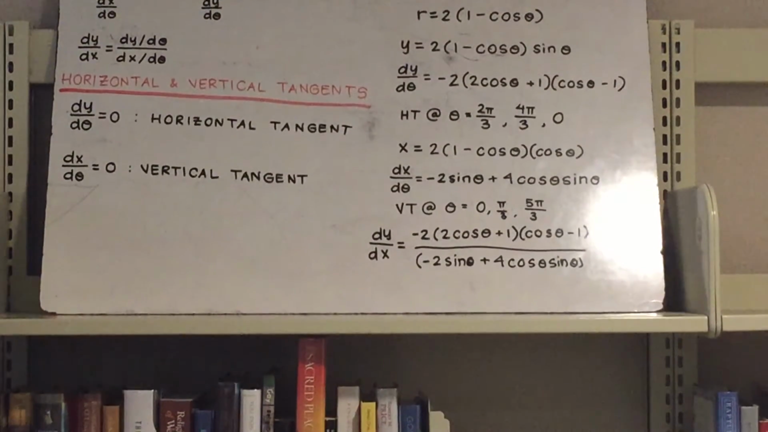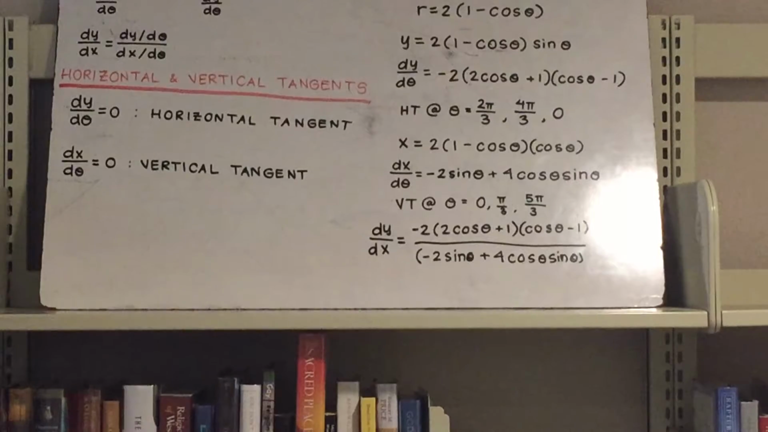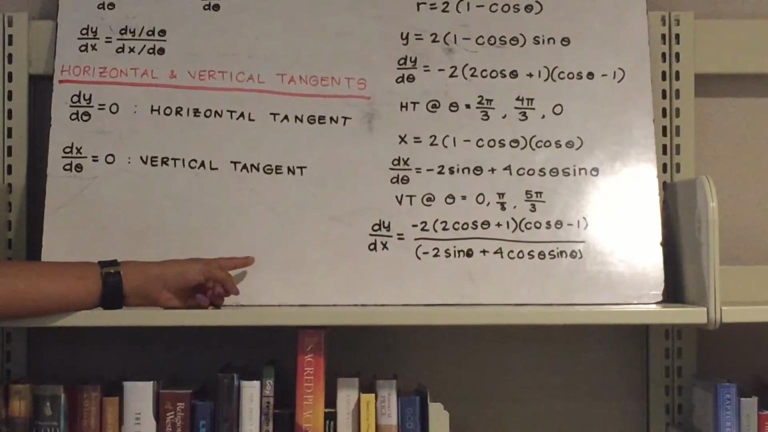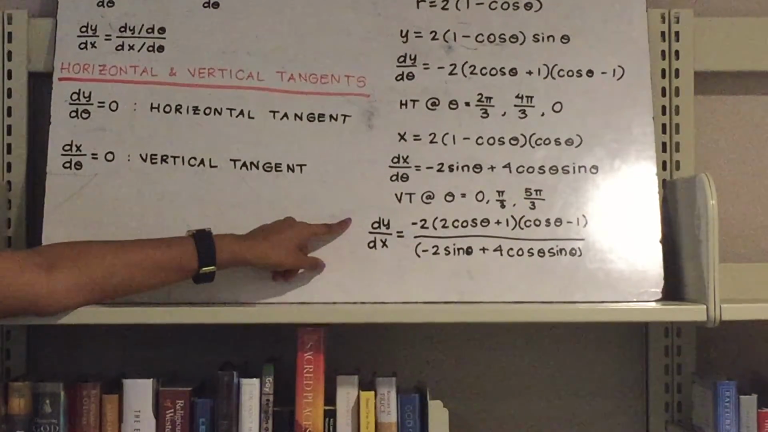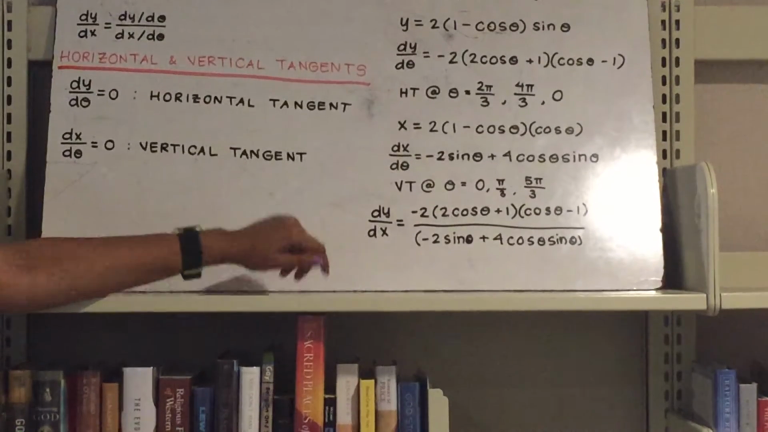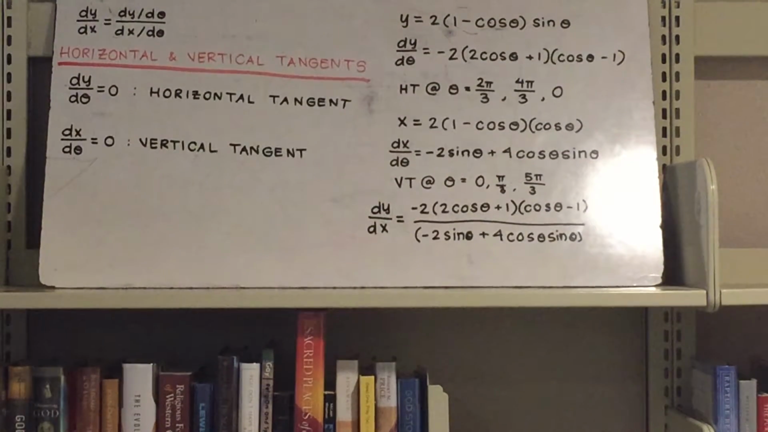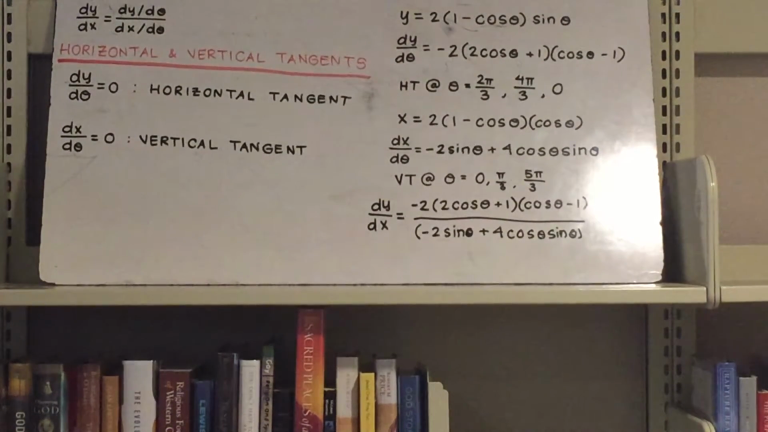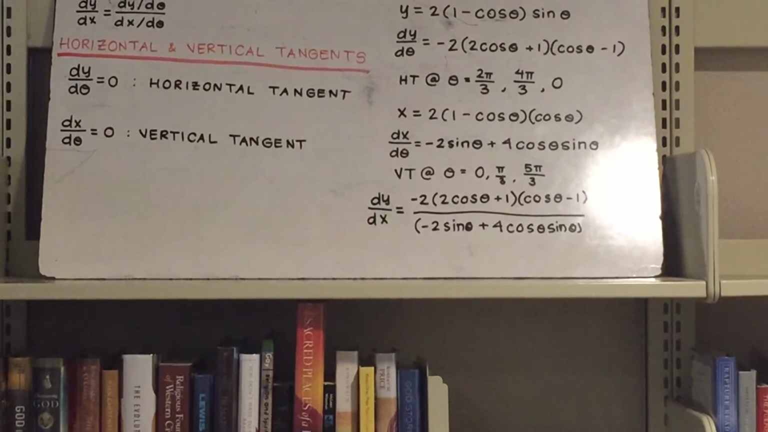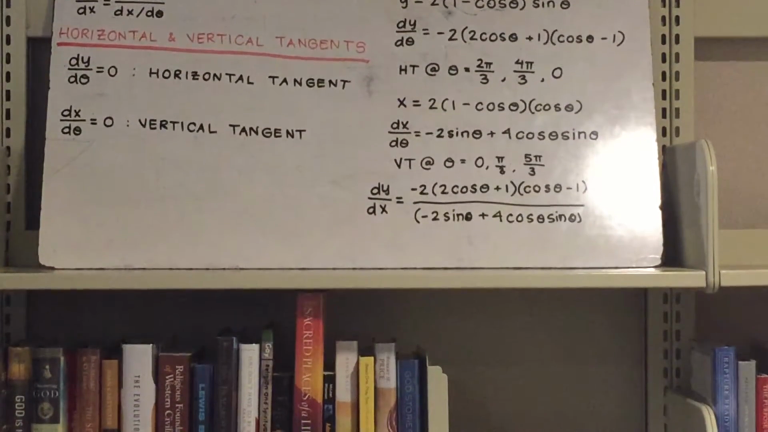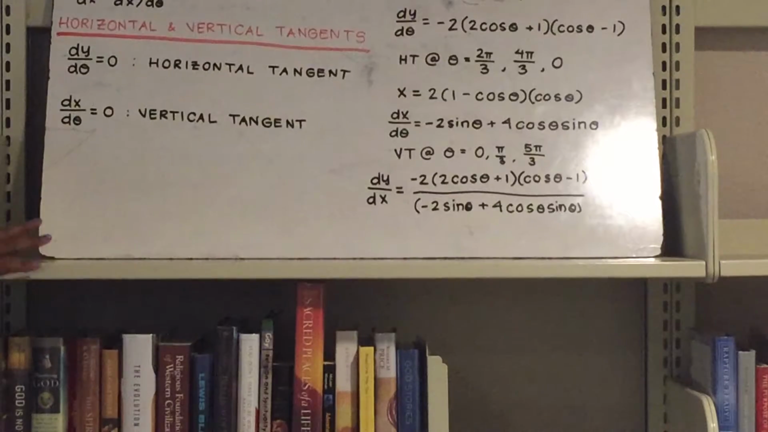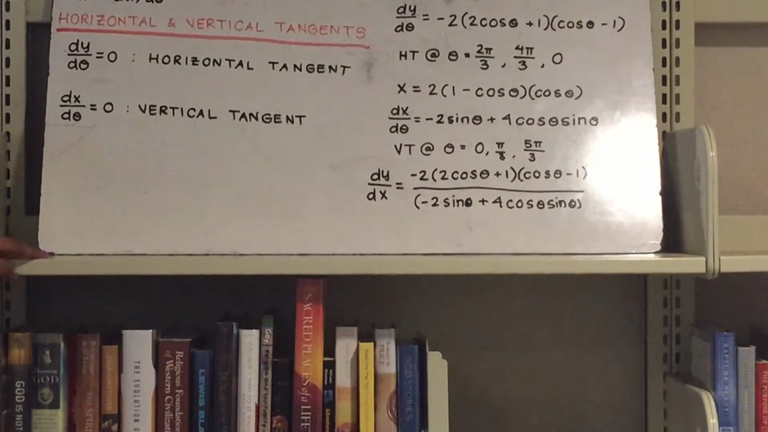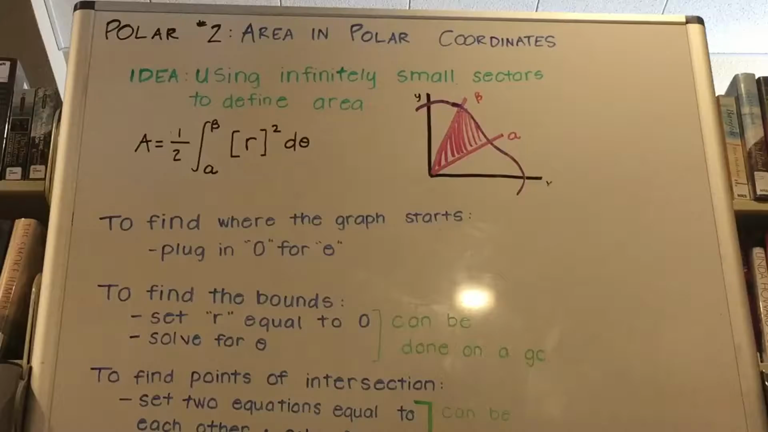So if you want to go even further and find dy/dx, all you have to do is write dy/d theta over dx/d theta. So you get dy/dx equals -2 times (2 cosine theta plus 1) times (cosine theta minus 1) over -2 sine theta plus 4 cosine theta sine theta. I'm not doing this slow. No way. We're done. Now we're going to talk about area in polar coordinates.